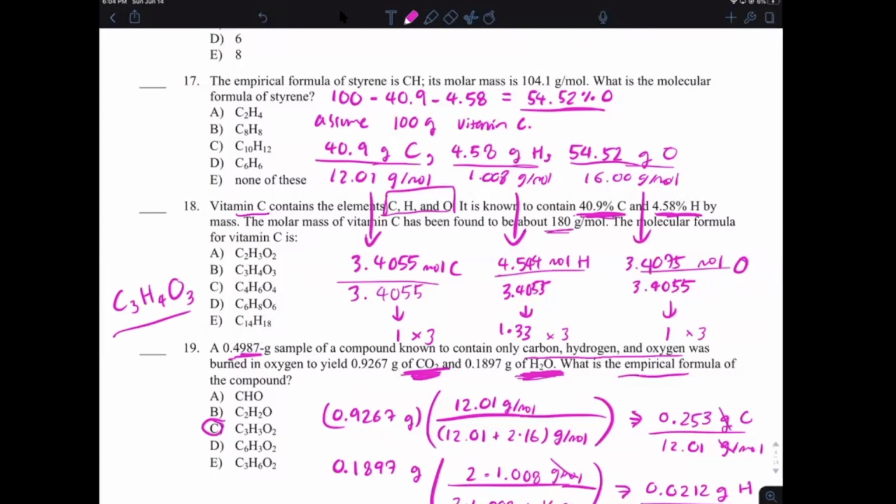So then let's calculate the molar mass of this first. Okay, so very roughly, it's about 90 grams per mole. So knowing that the molar mass, the molecular formula is around 180, what can we do to this to make it 180?